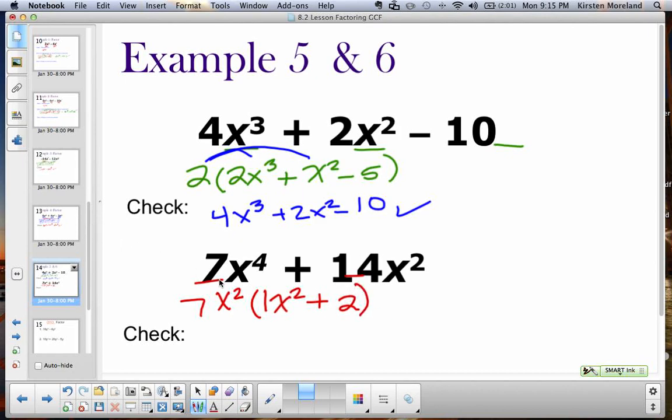Don't forget to check. So 7x squared times 1x squared is 7x to the fourth. 7x squared times 2 leaves me with 14x squared. I'm done. Make sure you always check your answer. So go ahead and try them on your own.